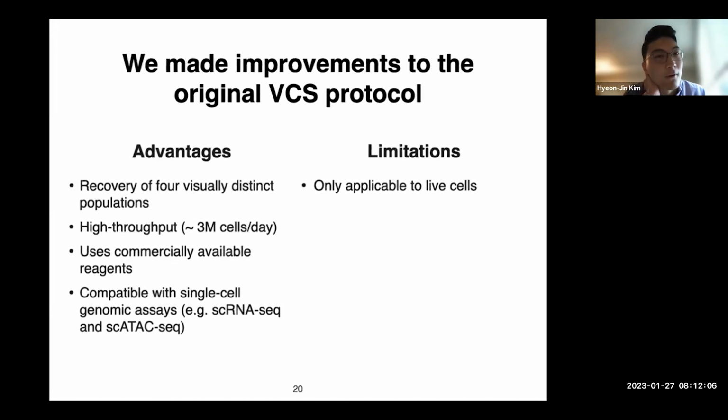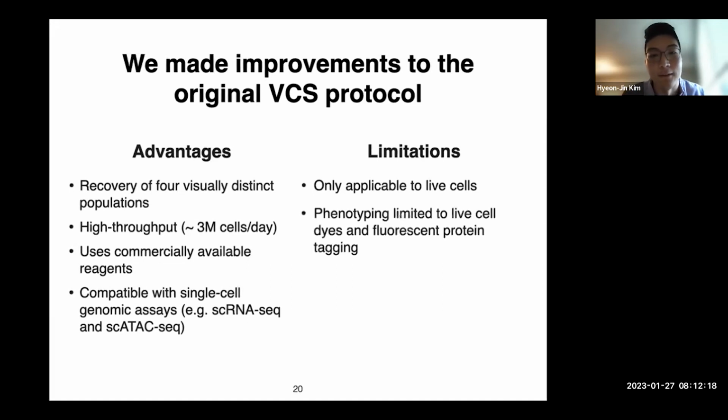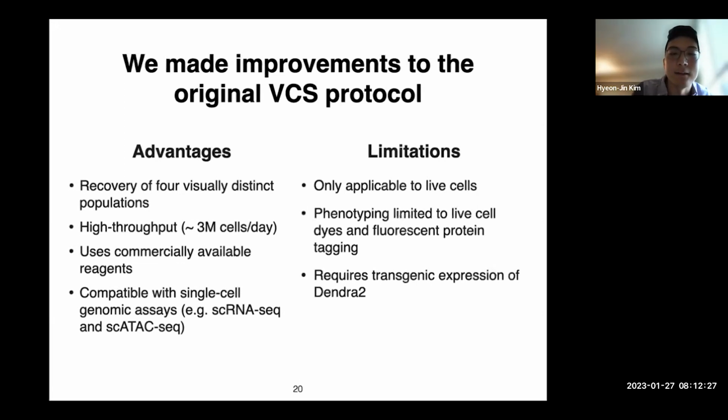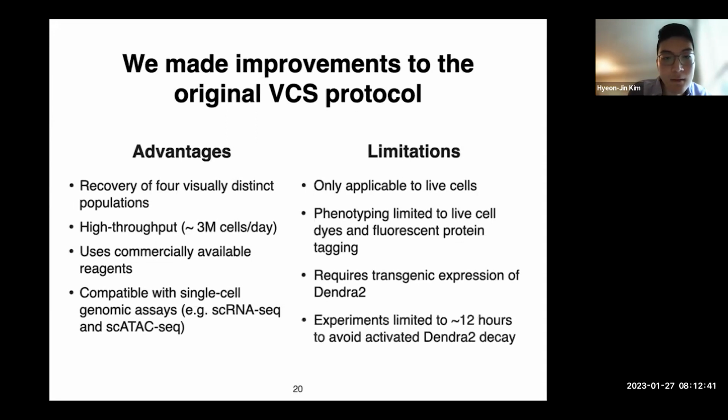But the original protocol had its limitations as well. The one big limitation is that it was only applicable to live cells, and therefore phenotyping was limited to live cell dyes and fluorescent protein tagging. And therefore, you need to have the cells express Dendra2. So if your cells of interest are from a primary sample, or if they are really hard to transfect, this was a huge limitation. And because of the turnover of the Dendra2 protein, the experiments were limited to 12 hours.